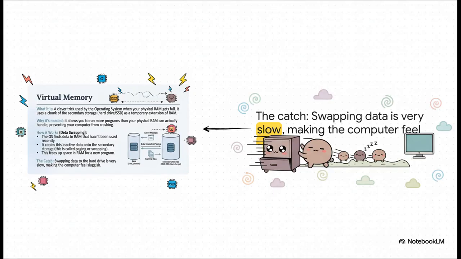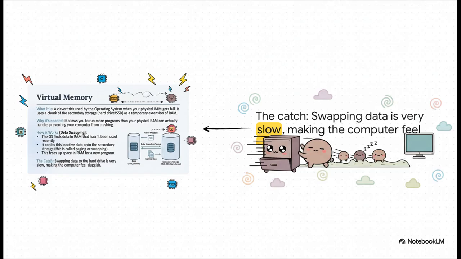Now, the great thing about this system, it's called virtual memory, is that it stops your computer from just giving up and crashing when you run out of RAM. That's huge. But, and this is a big but, here's the catch. Going over to that filing cabinet to get something is way, way slower than just grabbing it from the desk. That delay, that's the sluggishness you feel.